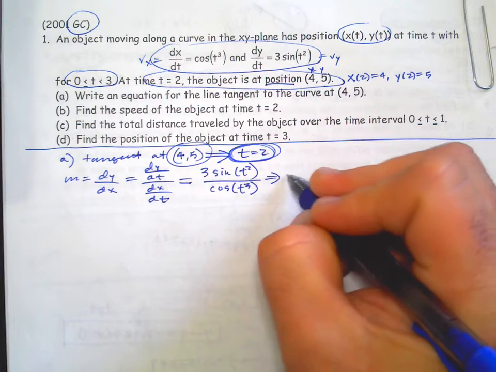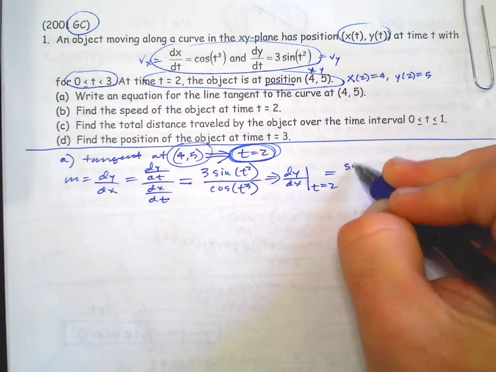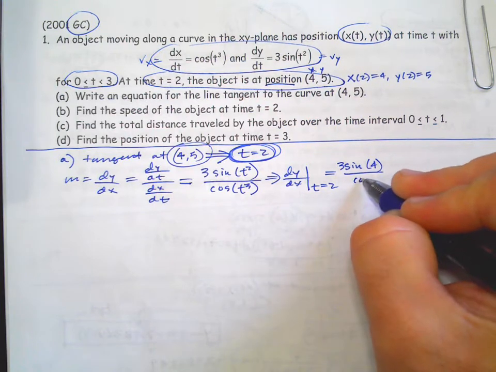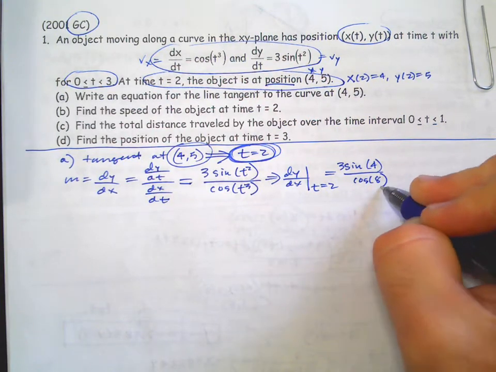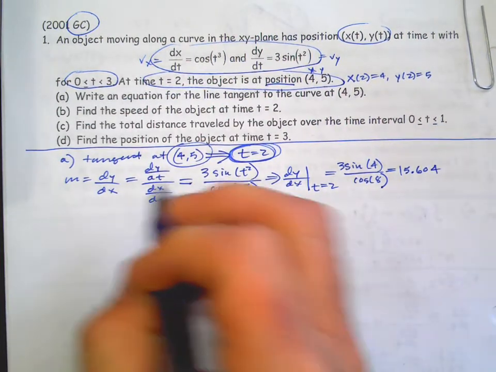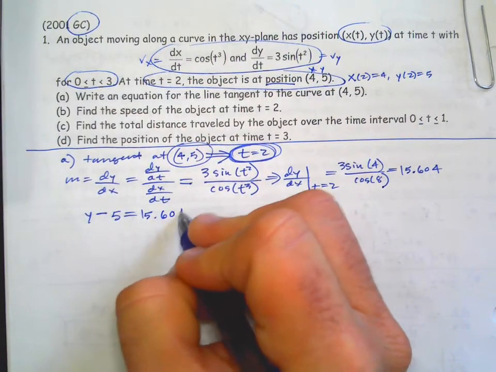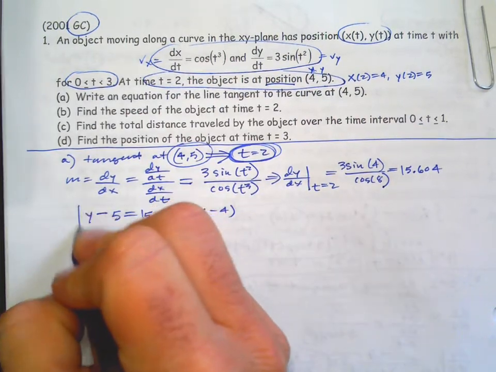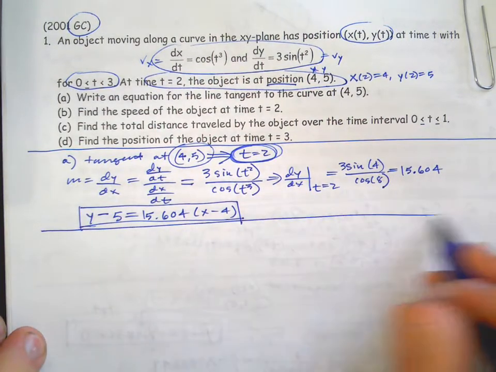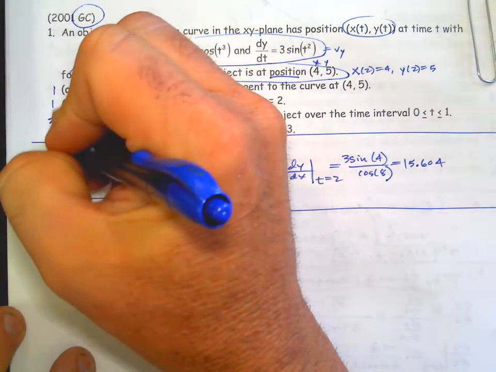So that means we need dy/dx at time 2, which is going to be 3 sine of 4 over cosine of 8. And we could put this in our answer, or we could do a decimal. So it's going to be y minus 5 equals 15.604 times (x minus 4). So we could have totally done this problem without a calculator. Actually, not that difficult. I mean, you pretty much have the answer. So the point breakdown here is going to be 1, 1, 3, 4. So this is 1 point total.